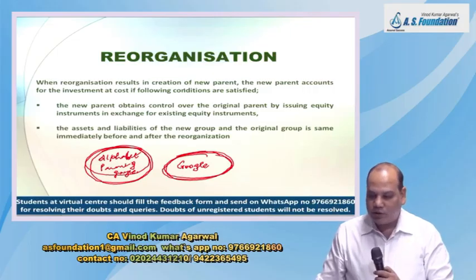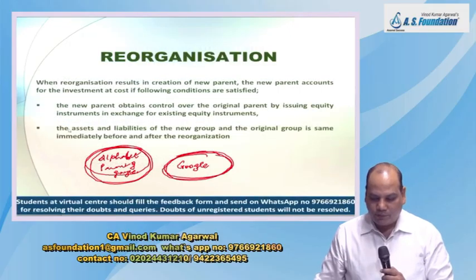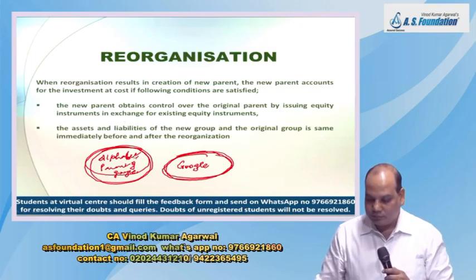So when reorganization results in creation of a new parent, the new parent accounts for investment at cost if the following conditions are satisfied. So what are the 3 conditions? First condition is that the new parent obtains control over the original parent by issuing equity instrument in exchange for existing equity share. So in this example, Alphabet will issue equity share in exchange of equity share of Google.